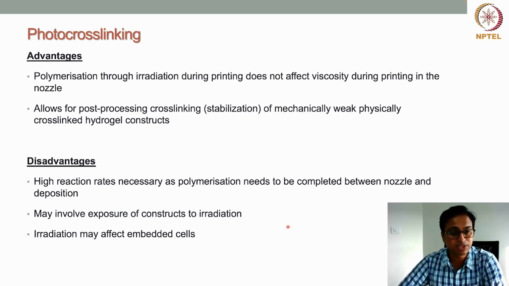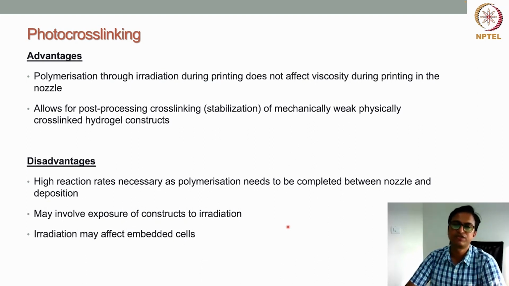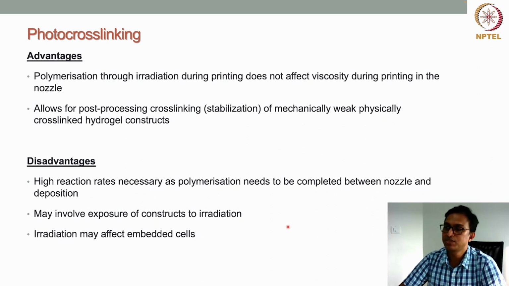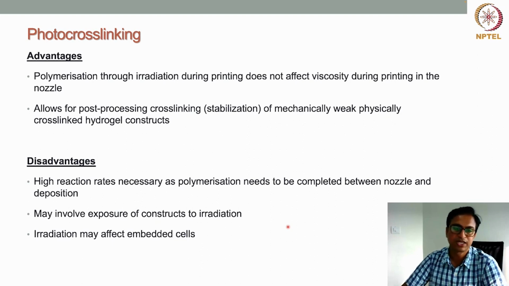Other than that, depending on the chemical nature of the material, you can also choose a different type of cross-linking mechanism. Because all these different materials have their own chemical groups or chemical moieties. So depending upon that, you can also choose any particular type of cross-linking.